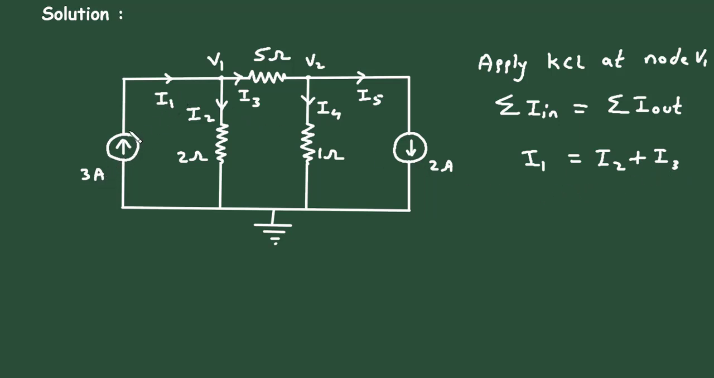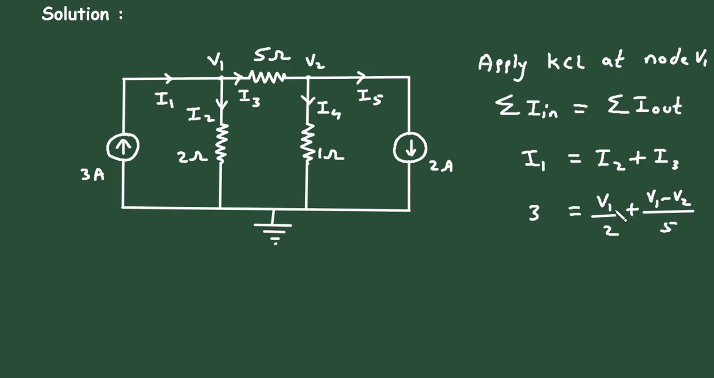Here we can see clearly I1 is equal to 3 ampere. So this will be 3 ampere is equal to I2. Now I2 will be V1 minus 0, because this node voltage is 0, as it is connected to the reference node. So V1 minus 0 divided by 2, then plus I3. Now this I3 will be V1 minus V2 divided by 5.